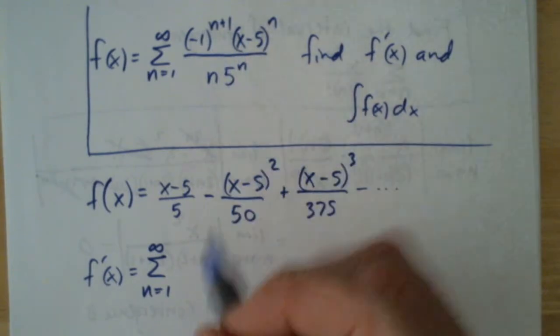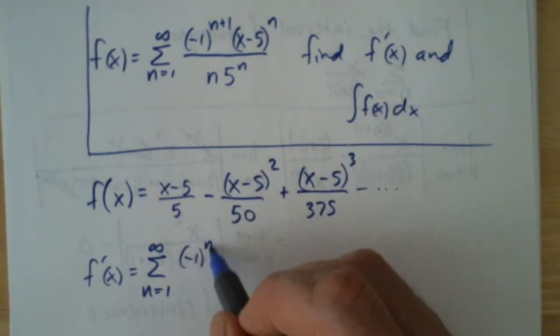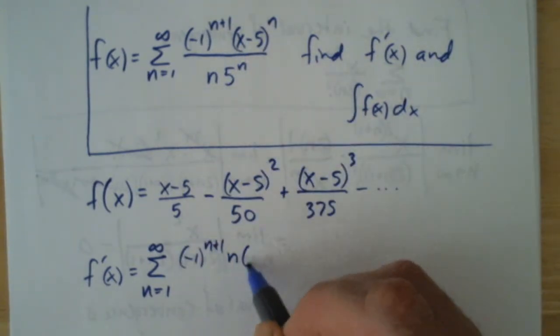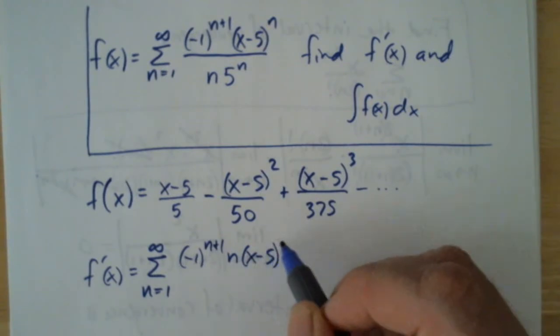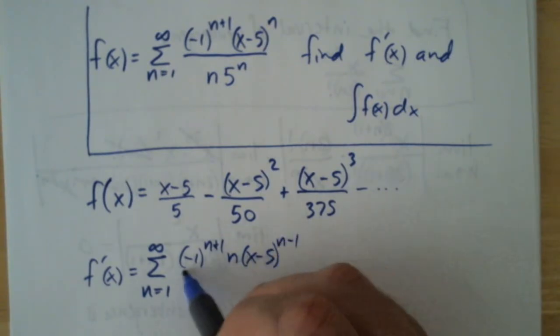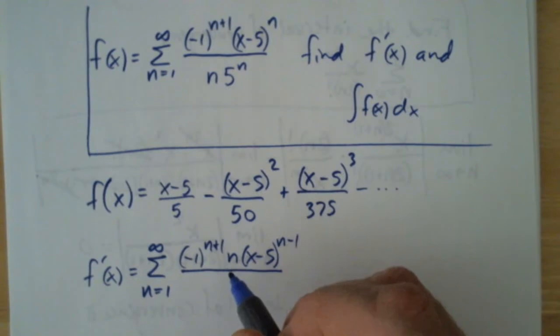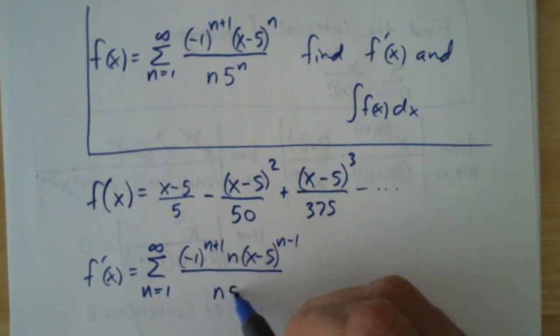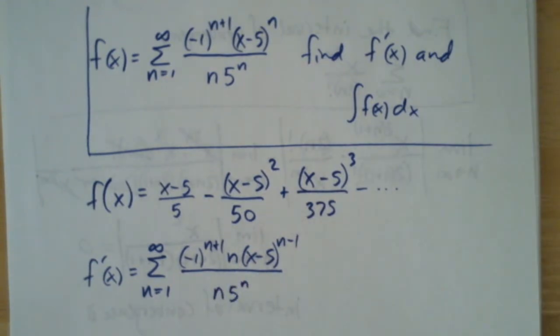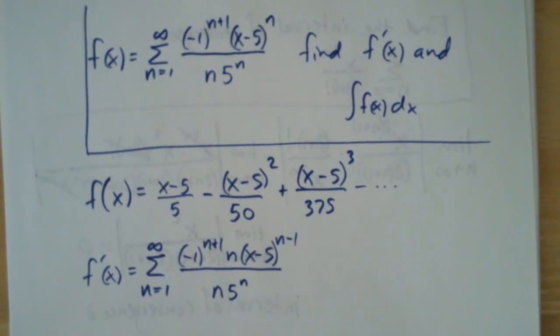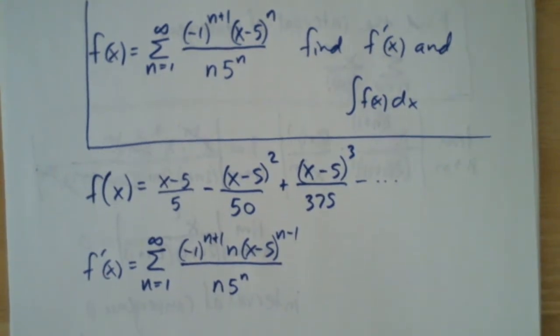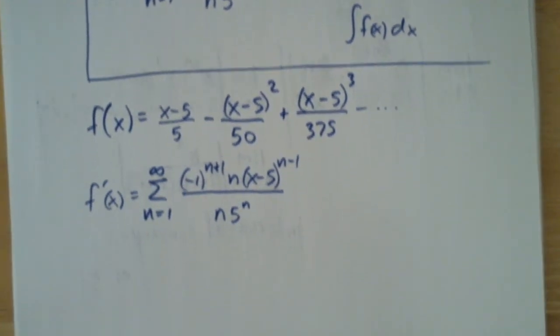So let's multiply by n. We'll have negative 1 n x minus 5 to the n minus 1 over... So that's how we do the derivative.